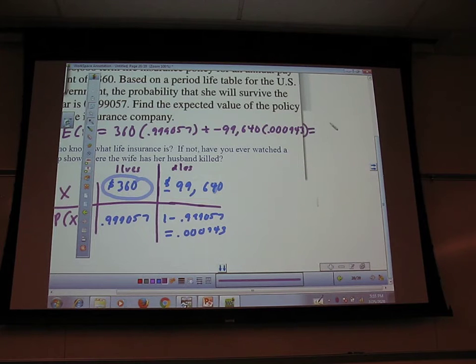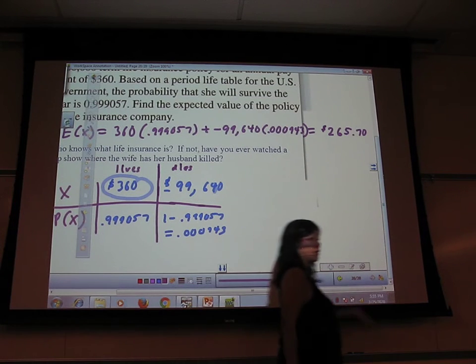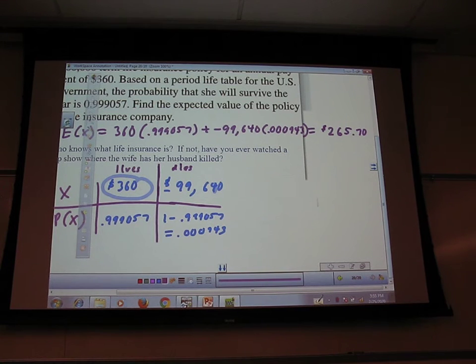And what'd you guys get? 265.7. Yeah, so they should make roughly $265.70 per person that they have on this policy, in the long run.